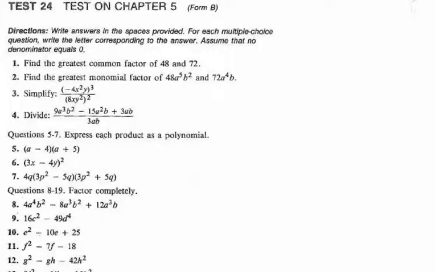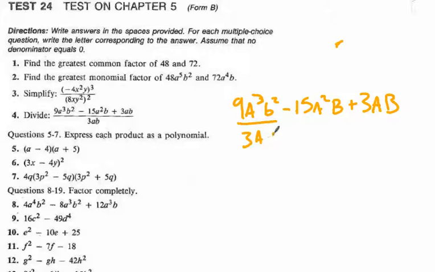Number 4, we are dividing out the monomial. So I'm going to write out the problem. And you'll notice I'm going to write it a little bit differently than is shown in the paper. Plus 3ab. And I'm dividing everything by 3ab. And why everything? Because that's what it says, that everything is getting divided by my 3ab.